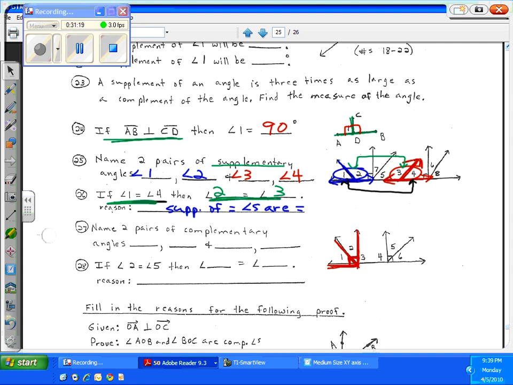Complementary angles. Complementary angles are two angles whose measures have the sum of 90. Angle 1 and 2 go together to make that right angle. Therefore, we know that they're complementary. Angle 5 and 6 go together to make this right angle over here on the right side. Since the sum of their measures is 90, we can say that angle 5 and 6 are complementary.